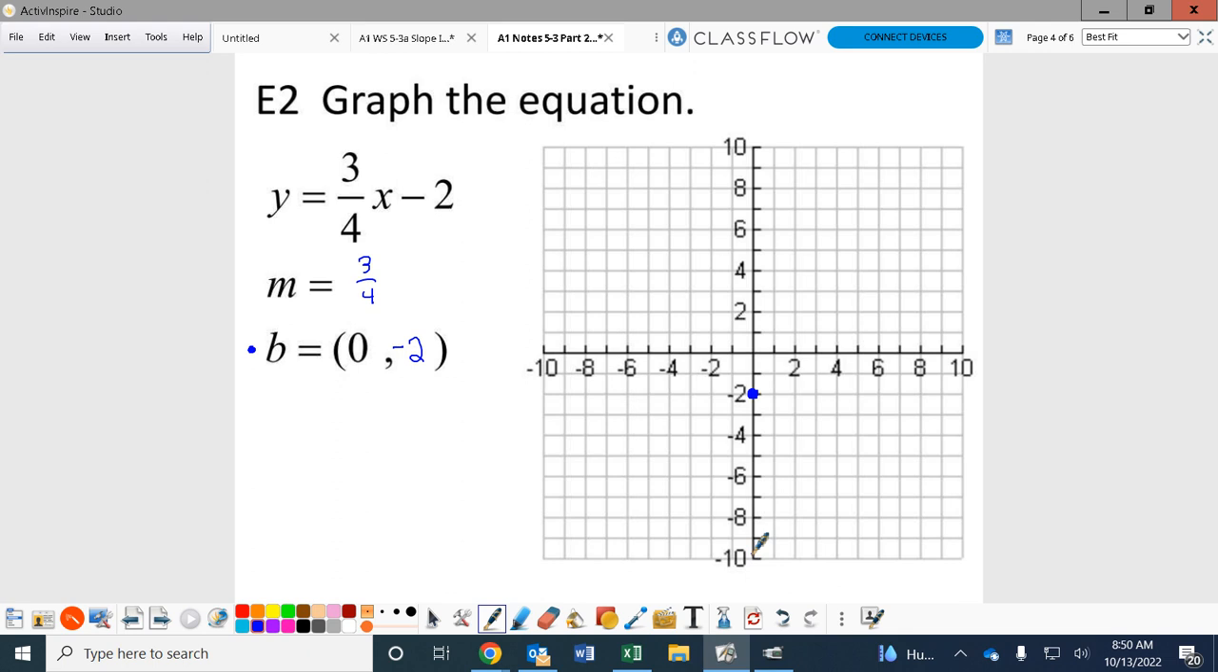From there, we are going to use the slope to rise 3 and run 4. Rise 3 and run 4. Guys, positive, positive, so that means up and to the right. You're going to do it again. Rise 3 and run 4. Just on those 2 points. Anybody have any questions? Can I keep going up and to the right any more than that? No. So I need to manipulate my slope so I can go the other direction. Guys, what is the same thing as a positive?